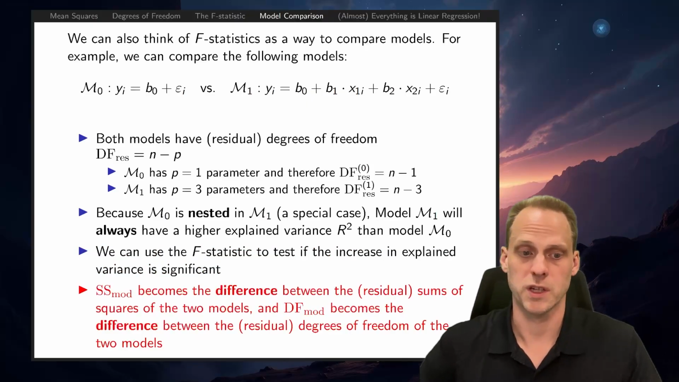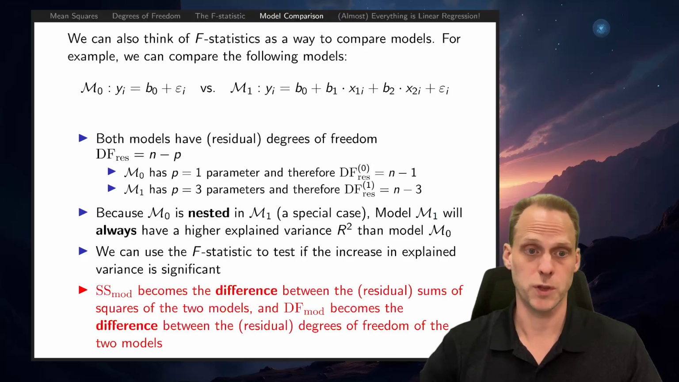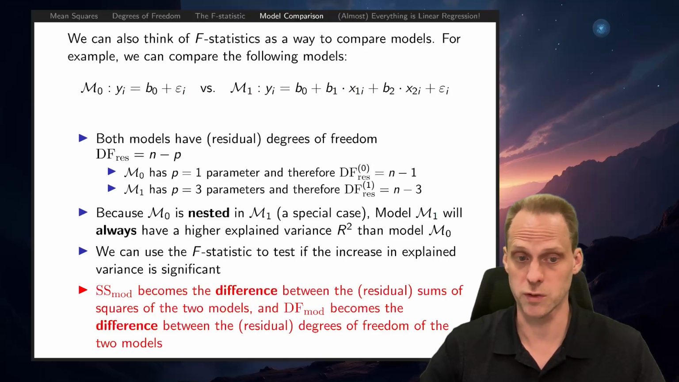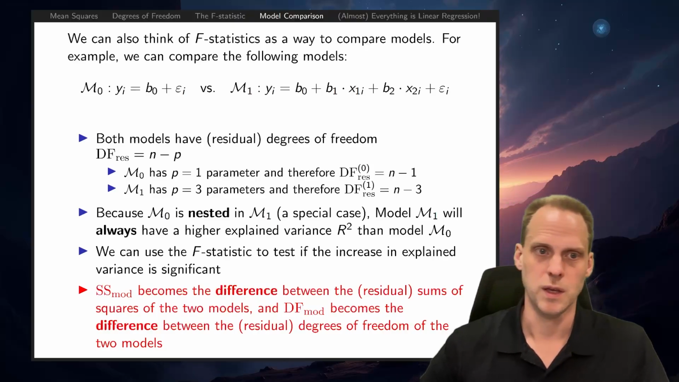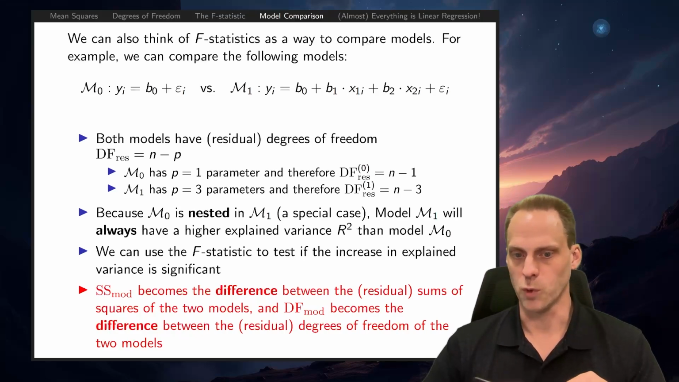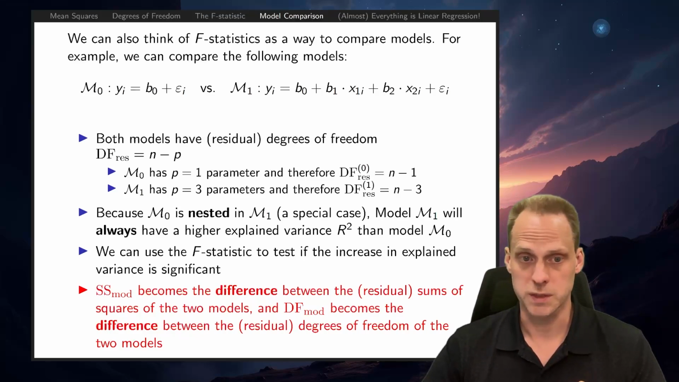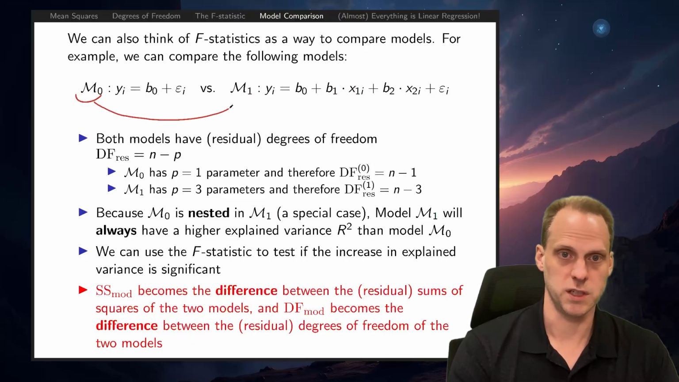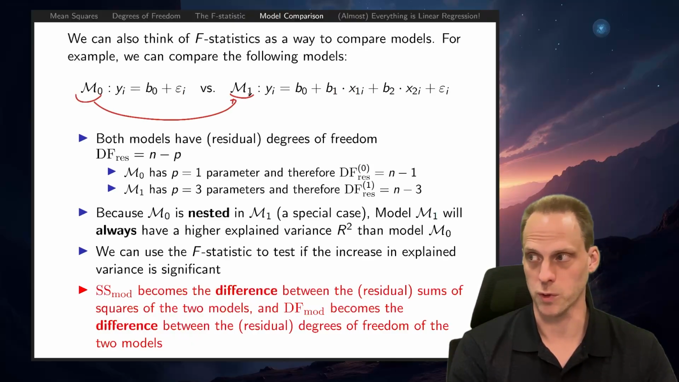The model sums of squares is the difference between the two, and the model degrees of freedom is the difference between the two. So that's why I keep saying the residual degrees of freedom and the residual sums of squares are the most important, because we can calculate this for every model and then just take the difference between them to get this model degrees of freedom and model sums of squares. Now what does this mean? We can use the f-test to see if we can go from one model to another model.